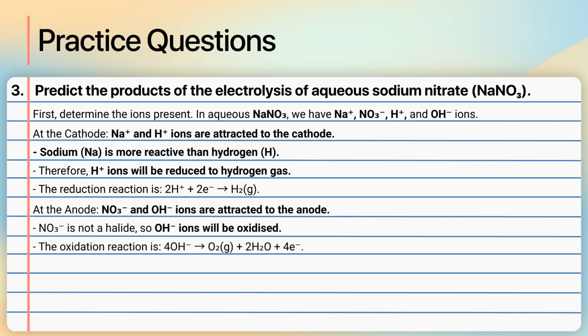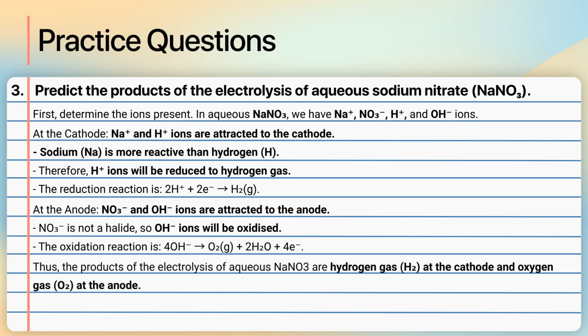At the anode, nitrate and hydroxide ions are attracted to the anode. Nitrate is not a halide, so hydroxide ions will be oxidized. The oxidation reaction is 4OH- becomes gaseous O2 + 2H2O + 4e-. Thus, the products of the electrolysis of aqueous NaNO3 are hydrogen gas at the cathode and oxygen gas at the anode. These examples illustrate the process of predicting the products of electrolysis for various aqueous ionic compounds.